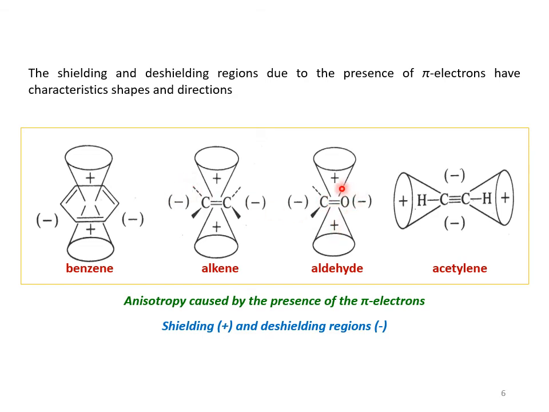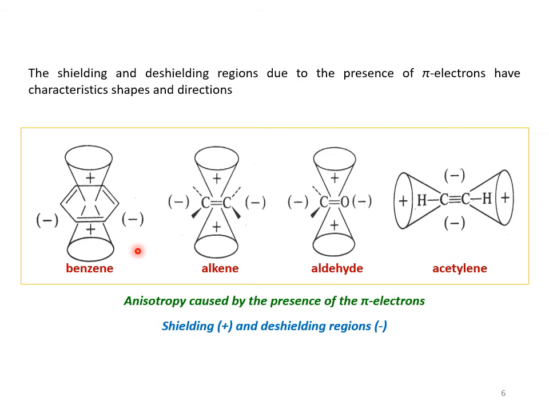In case of aldehyde, the aldehydic proton is also in the de-shielding zone. Here we can find the aldehydic proton, so it is in the de-shielding zone. Here you can see it is in the de-shielding zone, hence the aldehydic protons show higher delta values. Whereas in case of acetylene, the protons are in the shielding zone, hence the acetylene protons show lower delta values than these three compounds. So this is the diagram which explains the shielding and de-shielding zones.